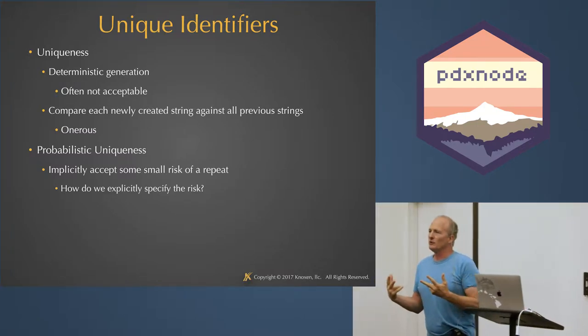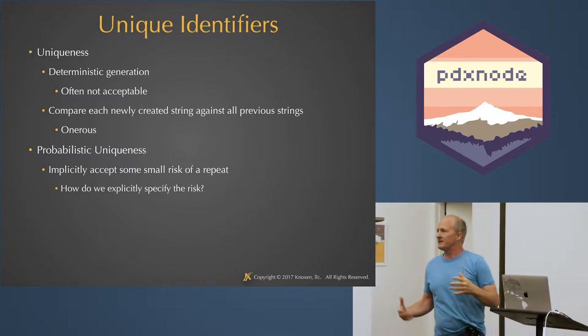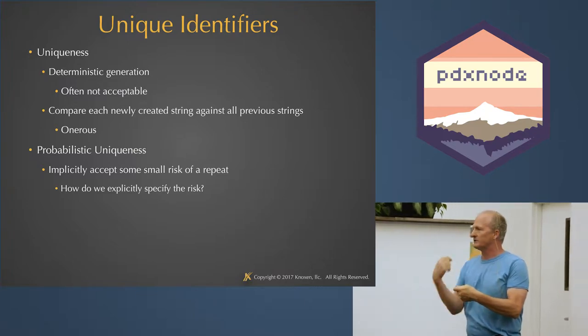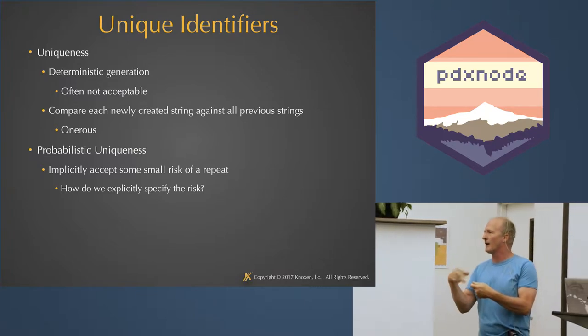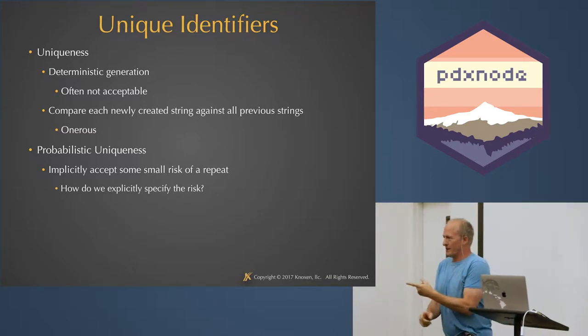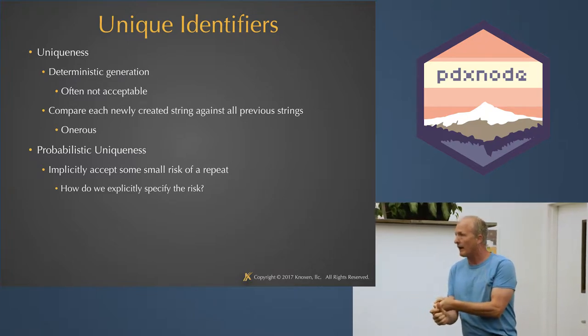There are two ways to get unique strings. The first is deterministic generation, counters. You see that all the time in databases. Just keep a counter and for each next ID, you just up the counter. The problem with that is it's often not acceptable, certainly not for session IDs. If you do that for session IDs, you need to be summarily shocked.